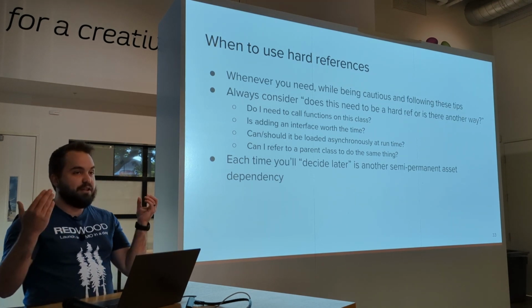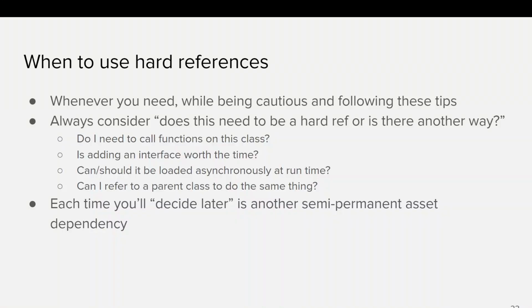When to use hard references? The TLDR is whenever you need to, while being cautious about following the above tips. Because ultimately, you're going to need to make hard references, and you shouldn't be trying to ship a game with limited time and limited budget. Move fast. Just one thing to consider every time you make a hard reference: do you need to call functions on this class? If not, can you use is actor of this class? If you do need to call functions, you're going to need a hard reference because you have to call the function. But can it be put in an interface?